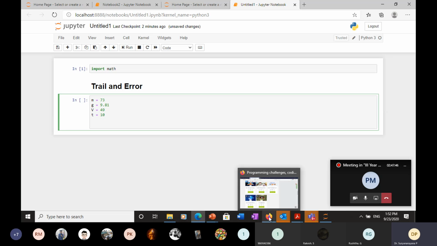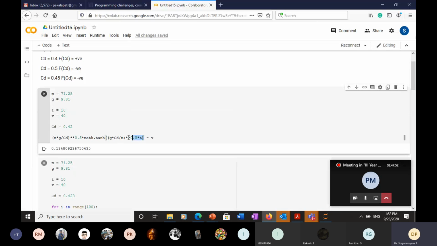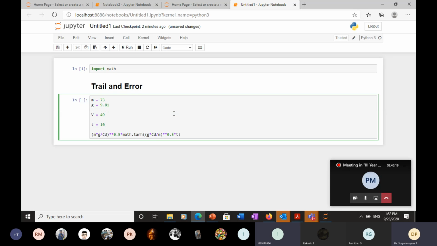I think I have done it in the earlier class, so I'll just copy it from there. Here, this is the expression. See, this is the same: square root of mg over CD, times tan hyperbolic of square root of g times CD over m, times time. Same equation. So now you want this to be 49.